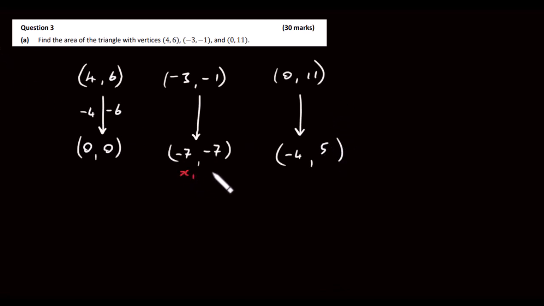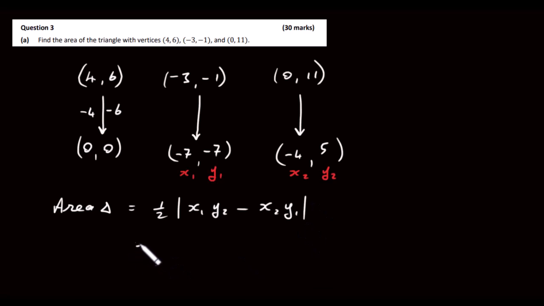This one here is going to be x1, y1. This is going to be x2, y2. The formula that we're going to use is the area of a triangle is equal to half the modulus of x1 y2 minus x2 y1. So all we've got to do is stick in the numbers. So it's half the modulus of x1 is -7, y2 is 5, x2 is -4, y1 is -7. So you just got to work this out.